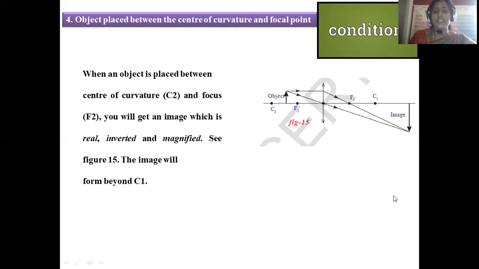Object placed between the center of curvature and the focal point. We are moving forward, so that the object is kept in between the center of curvature and the focal point. Again, two light rays originate from this object, one parallel, the second crossing the optical center, and the image is formed beyond the center of curvature. It is an enlarged one, a real image, inverted and magnified. So this is condition number 4.